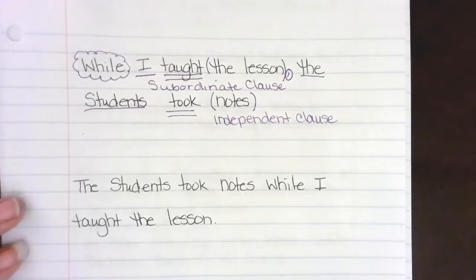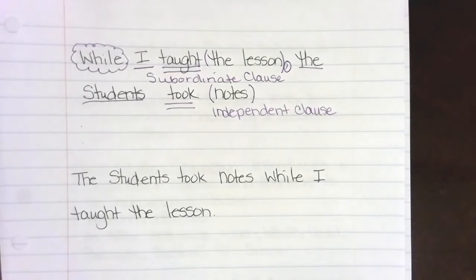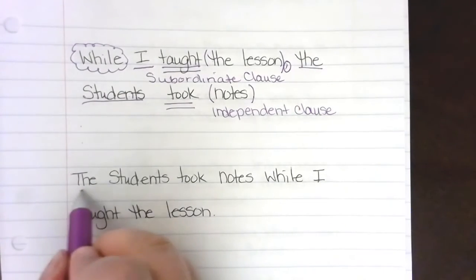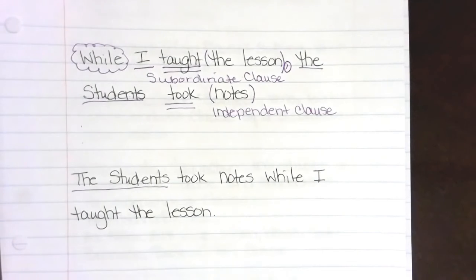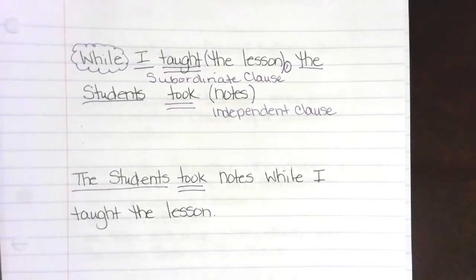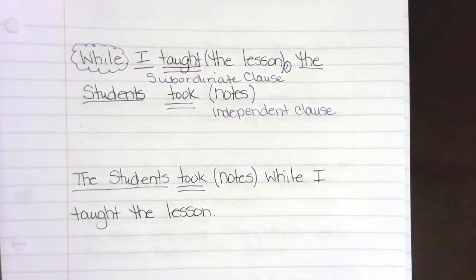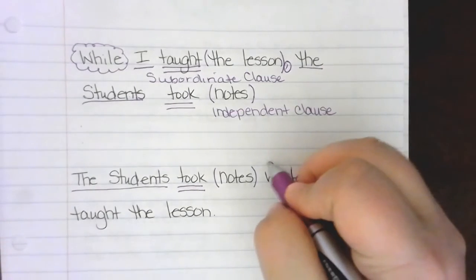Let's look at one more. The students took notes while I taught the lesson. Who or what is the first part of my sentence about? The students. The students is the subject, so I'm going to underline that once. Took is my verb, so I'm going to underline that twice. Notes completes this thought. My next word is while, and I know while is a subordinating conjunction, so I'm going to put that in a cloud.